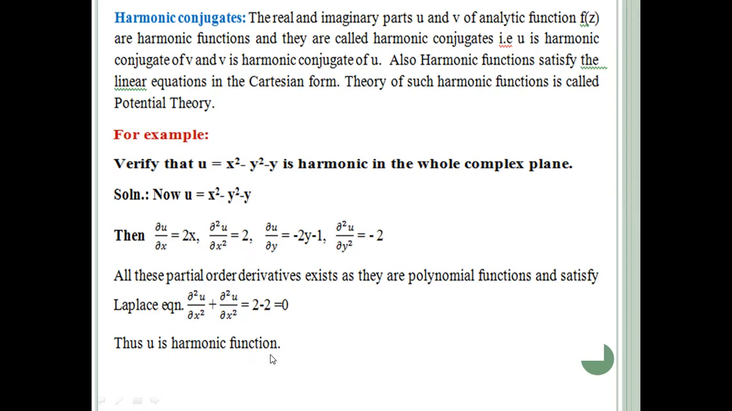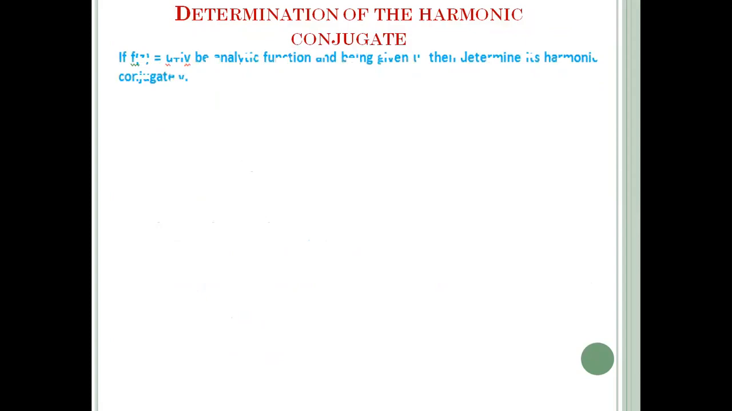Therefore, the function is harmonic. If it is asked, it is only for the 2 marks. Then, so this is the theory. They will ask this for the 5 marks.